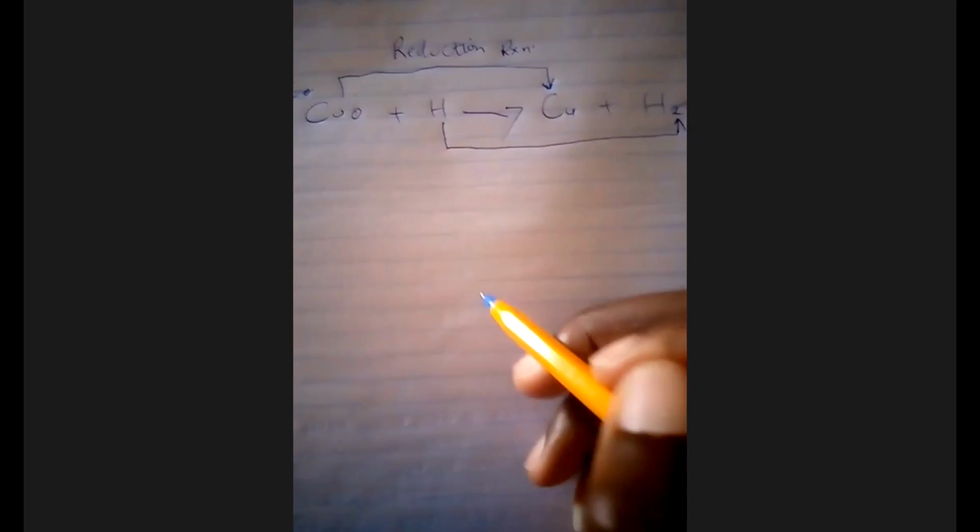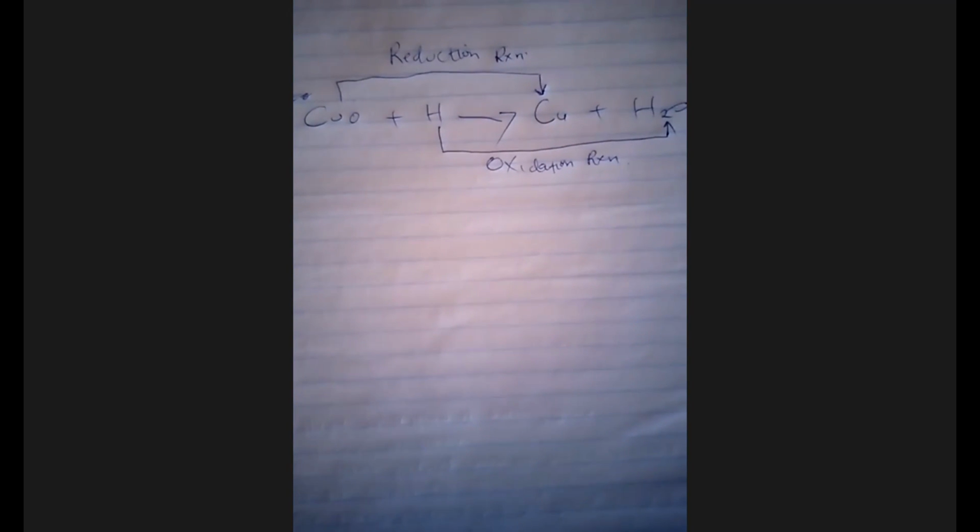Then the one for hydrogen, when hydrogen combines with oxygen to form water, this type of reaction we call an oxidation reaction. Then the whole of this reaction, we call it a redox reaction.